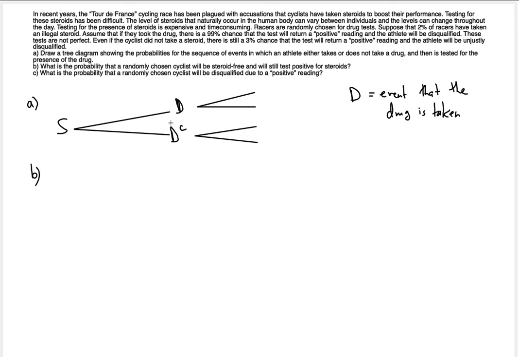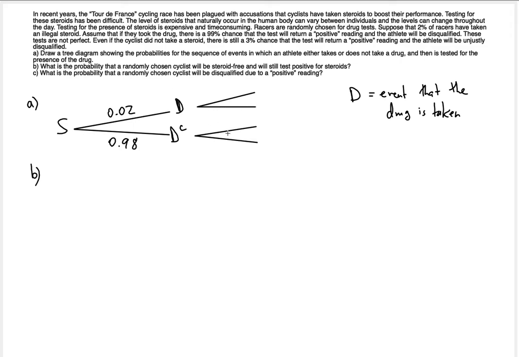So what is the probability that the drug is taken? Going back to the text, it says suppose 2% of racers have taken the illegal steroid. So the chance of taking the drug is 2%, and 2% expressed as a decimal is 2 divided by 100, which is 0.02. So the probability of taking the drug is 0.02. Now, of course, the complement is going to be 1 minus that, because the total probability is always 1 and not greater. So 1 minus 0.02 is 0.98. That's the probability of not taking the drug.